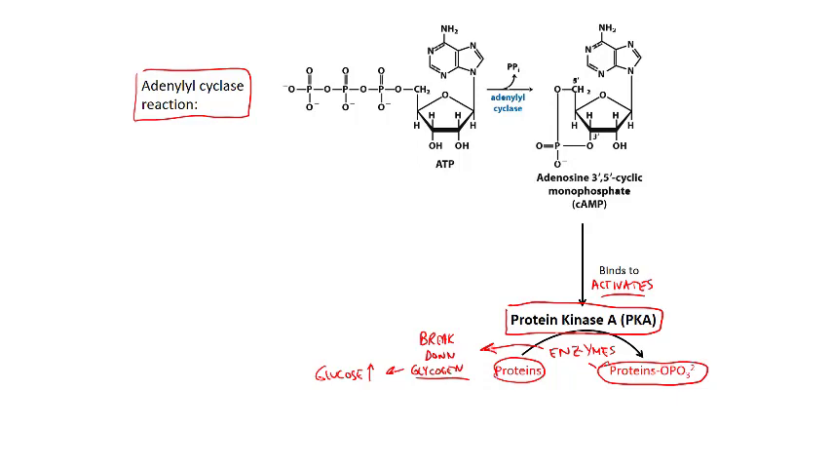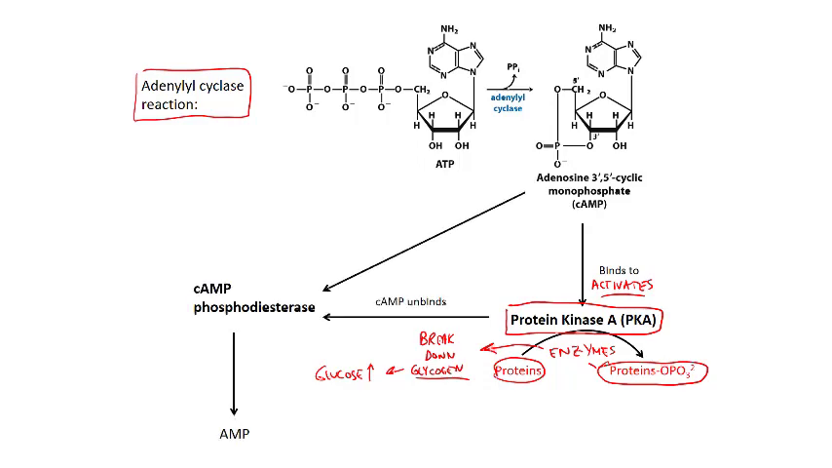Now, let's say that the danger has passed, and what we have to do now is to terminate our signal. So our signal termination comes from cyclic AMP unbinding from our proteins, and any loose cyclic AMP floating around inside the cell is eventually going to make its way to this enzyme called cyclic AMP phosphodiesterase, which destroys cyclic AMP and gives us AMP, regular. That's our termination step.